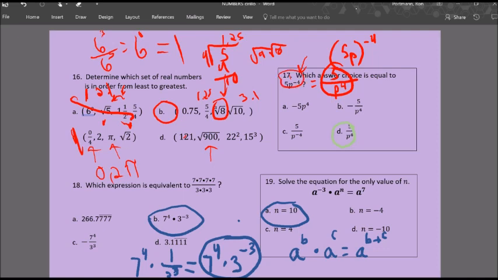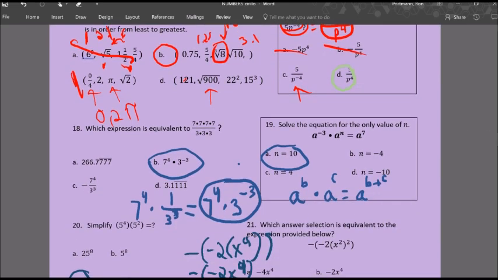Nothing about this number is negative. So you go ahead and get rid of those. And this is a very common error that kids make. They put it in the bottom of the fraction, but they forget to take away the negative sign. Number 18.